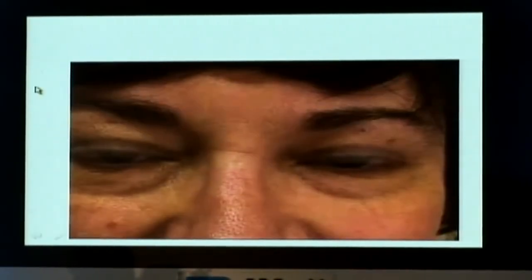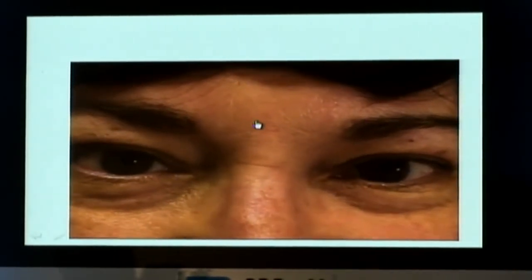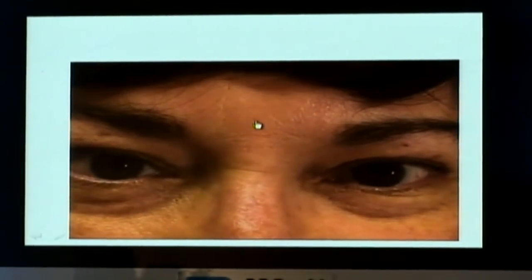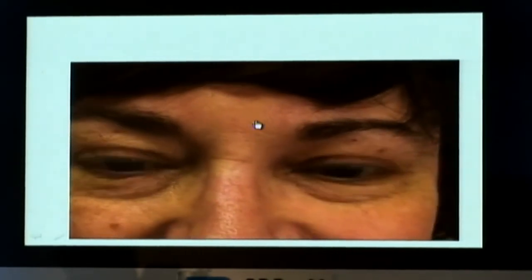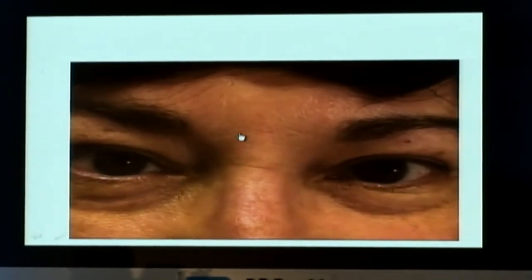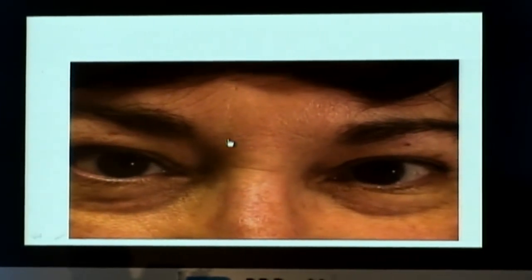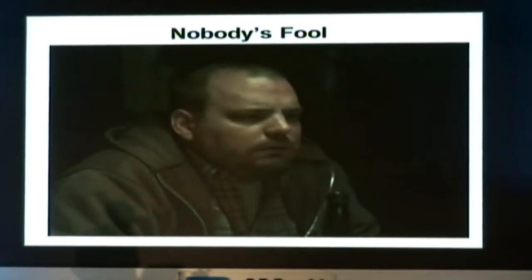Now here's another example of a very similar thing. Back-to-back saccadic oscillations. Anybody know what that is? I don't know, I never tried. Try. She's doing this voluntarily. She is able to do it by using convergence, and this is what we call voluntary nystagmus. It's not a nystagmus. There's no slow phase. It's saccades.